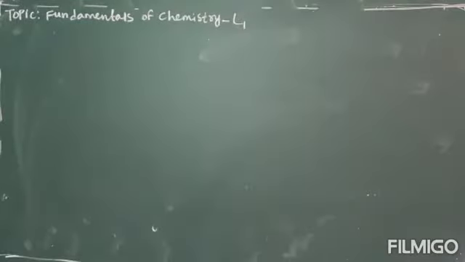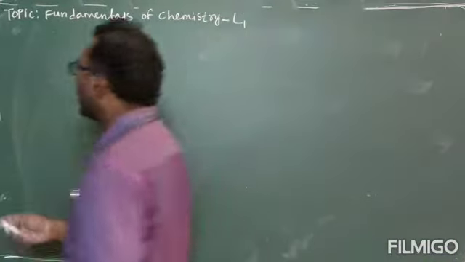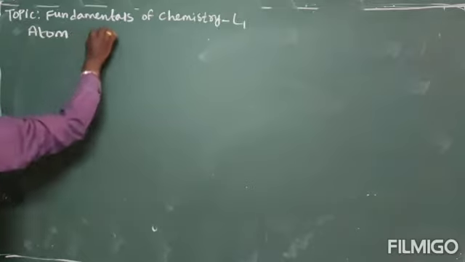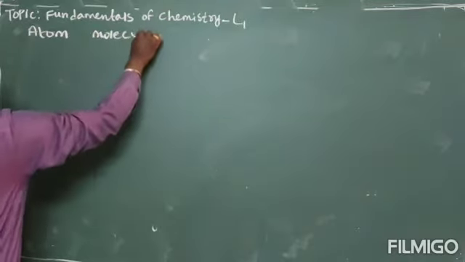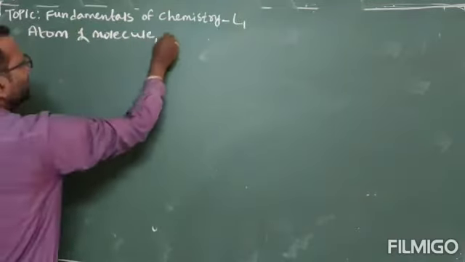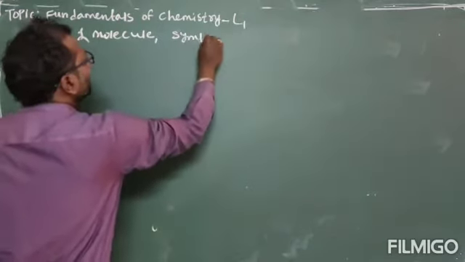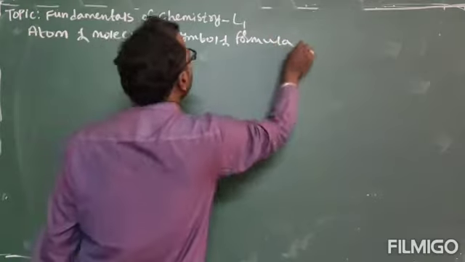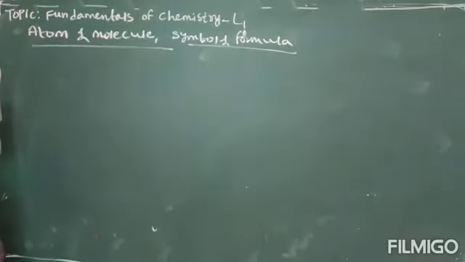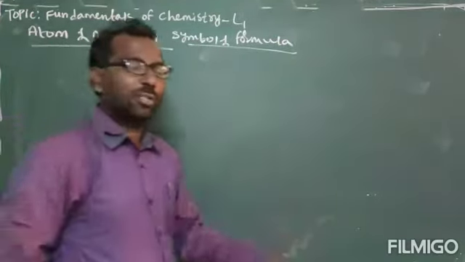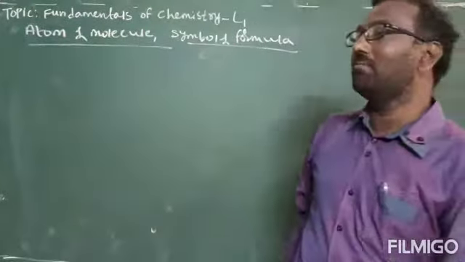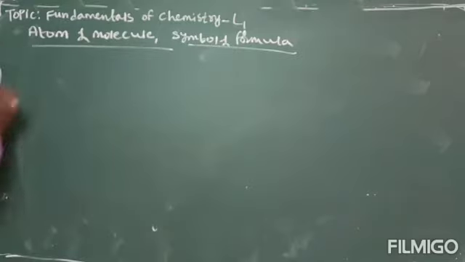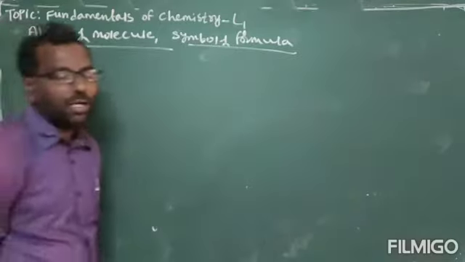Okay, the most important terms which we use in chemistry are atom and molecule, symbol and formula. There is a little bit of confusion. Why? What is an atom and what is a molecule, and what is a symbol and what is a formula? Okay. So first these points, let us consider.